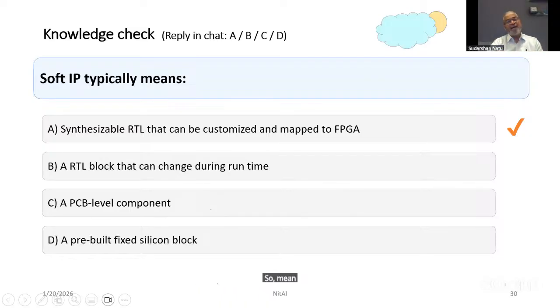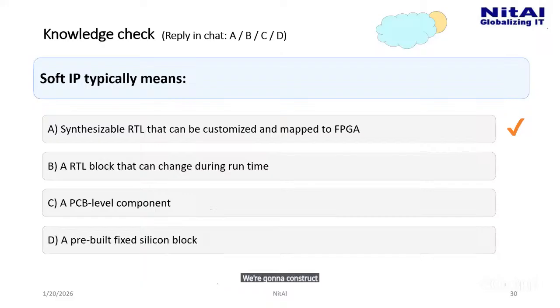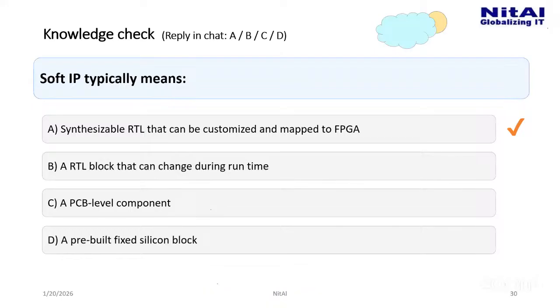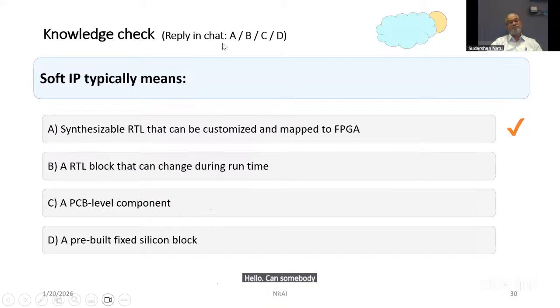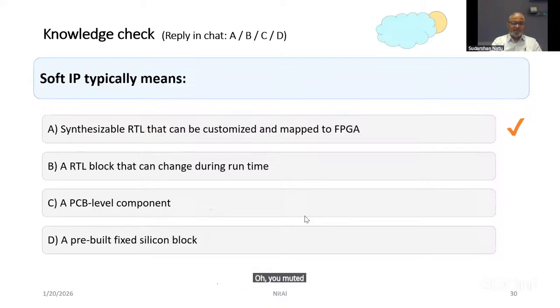Meanwhile, somebody has asked a question over there saying how one chooses a nanometer technology. Hello. Hello. Hello. Can somebody mute them? Yes, sir. I have muted the participants. You can continue, sir. Hello. Sir, you are not audible. Oh, you have muted me also. Thank you so much. Okay.